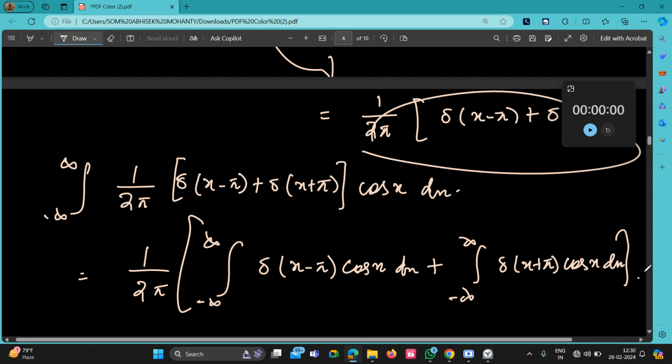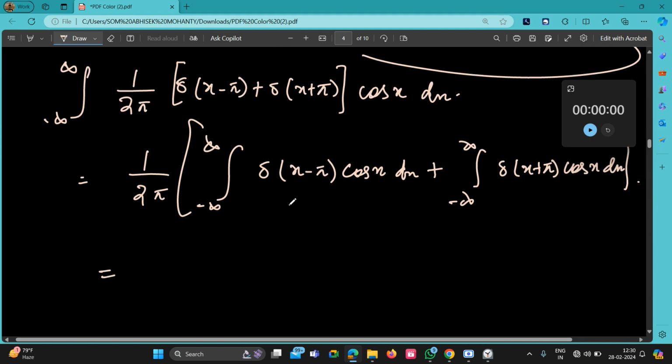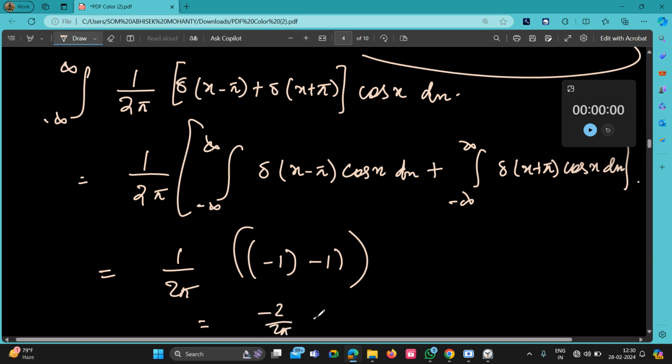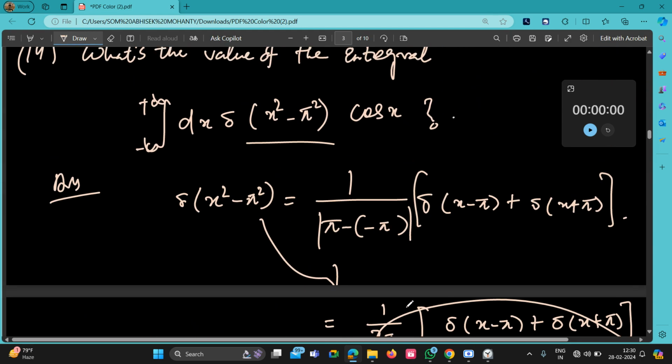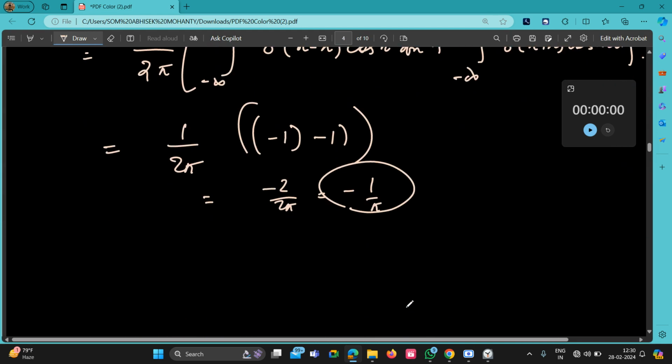Okay, so if you see, pi lies between minus infinity and infinity, so I can directly put it here. So 1 by 2 pi cos pi, that is minus 1, and this is also cos pi, like cos minus pi is cos pi, minus 1, right? So this is how much, minus 2 by 2 pi, that is minus 1 by pi. Okay, that will be the answer. Is it all right? Yeah, minus 1 by pi. Next question.